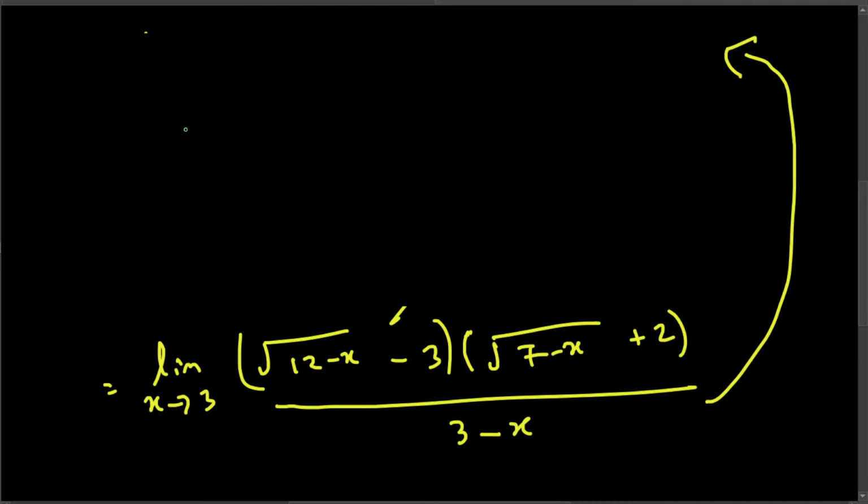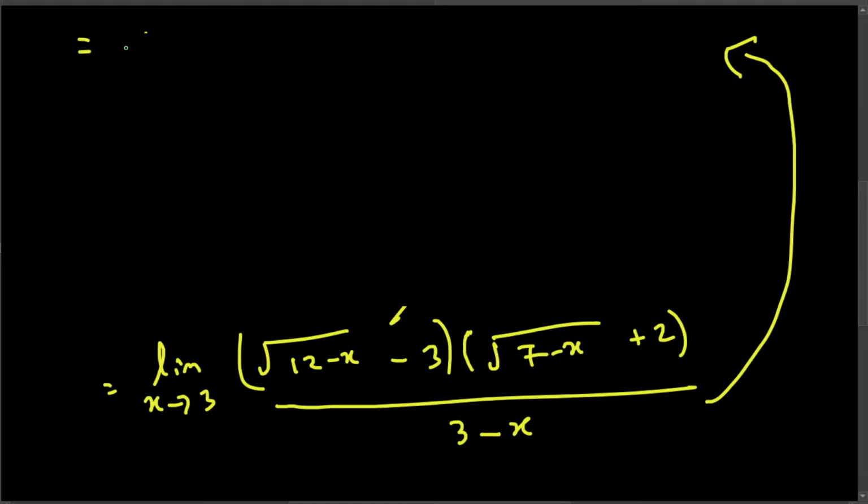Okay, I'm gonna write the rest of the things here. So initially we have taken the conjugate of square root of 7 minus x plus 2, that's the conjugate, and we multiply top and bottom with the same thing, and we simplify like this. But we didn't take the conjugate of square root of 12 minus x minus 3. So we can still do that one and simplify this one furthermore. So I'm going to do that.